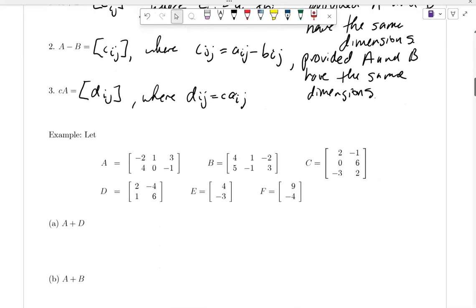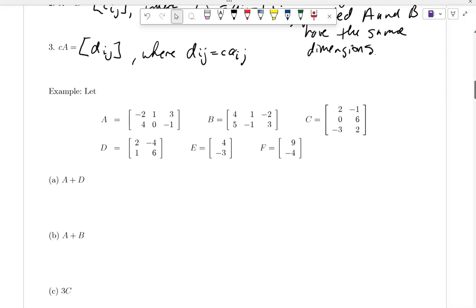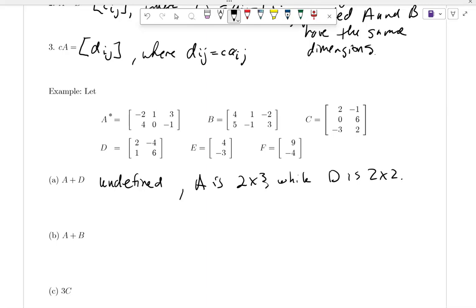Got a nice example here below. First example says, what do you get when you add A and D together? Why? Good. Undefined. A is 2 by 3, while our D is 2 by 2. So the dimensions don't match, so I can't add those two things together. Does that make sense? Not too bad, right? They literally don't have the same size.